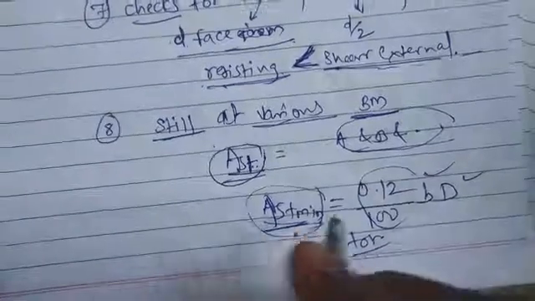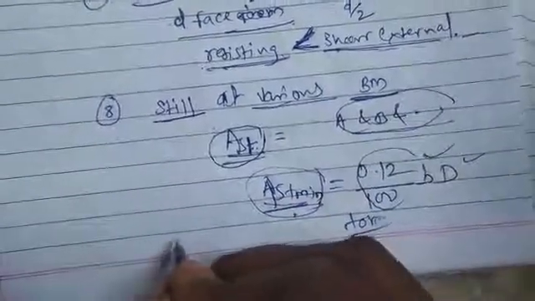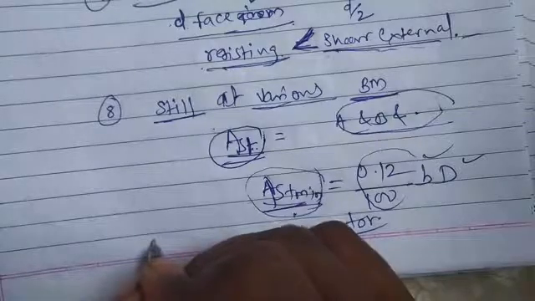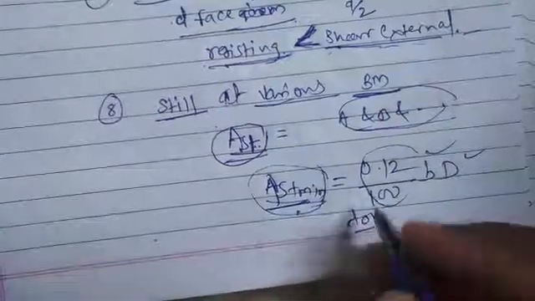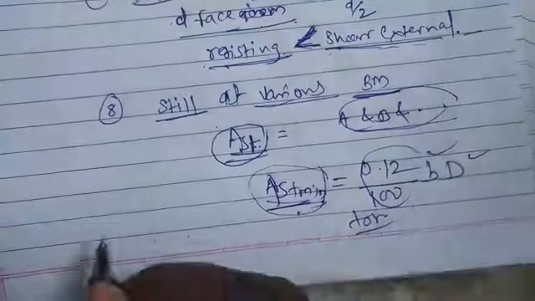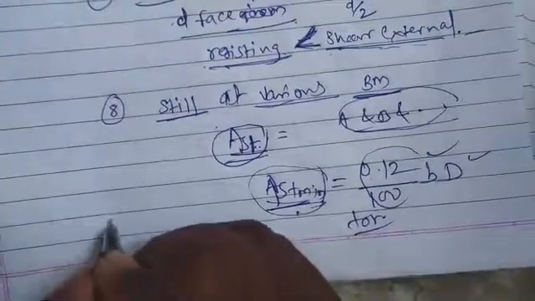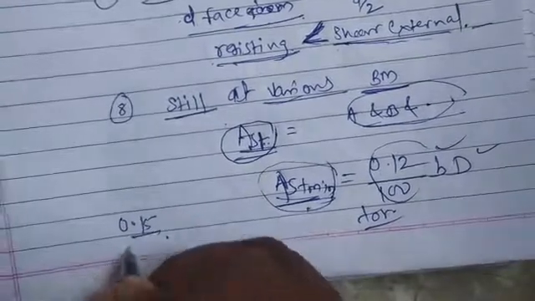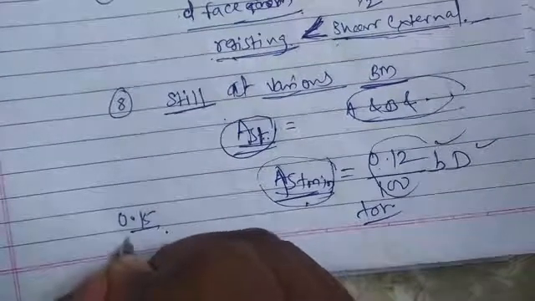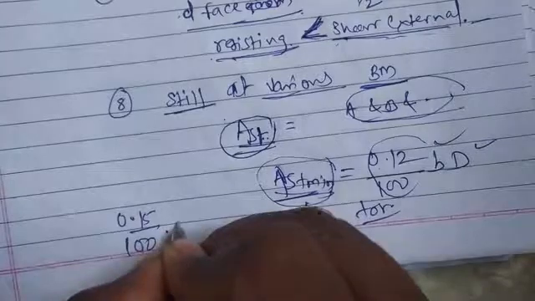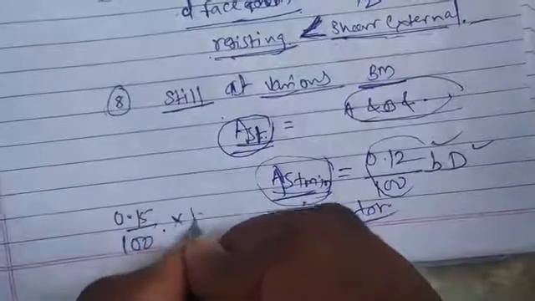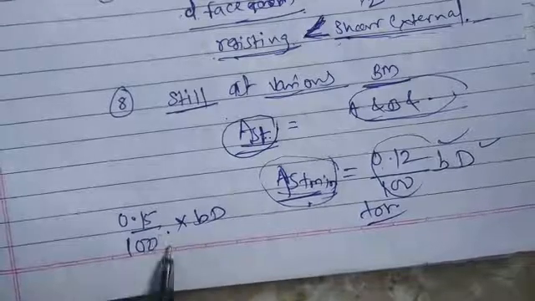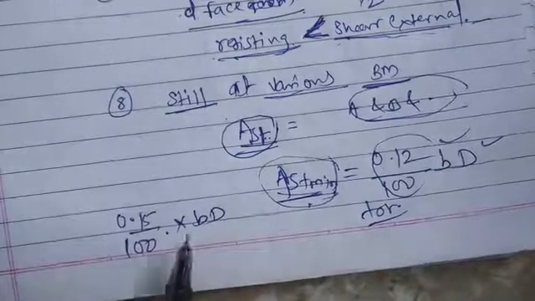Nowadays it is very likely that we are going for Tor steel. But if in any case we are using mild steel, then the formula for area of minimum steel will be 0.15 divided by 100 into b into D. So this will be the formula for minimum reinforcement at any section for mild steel.